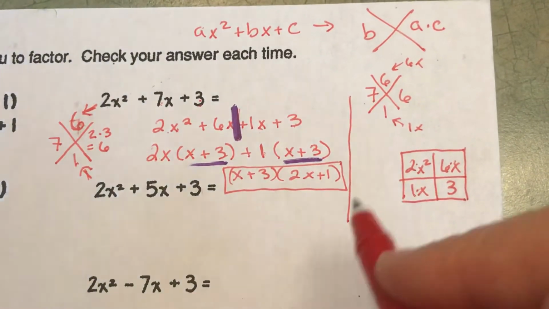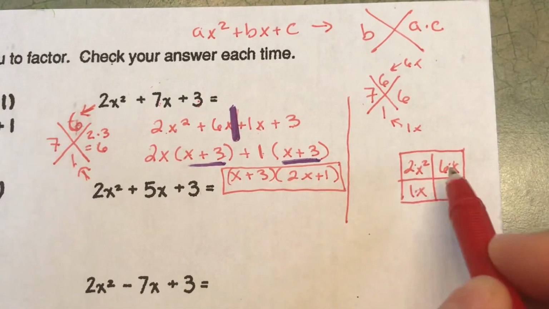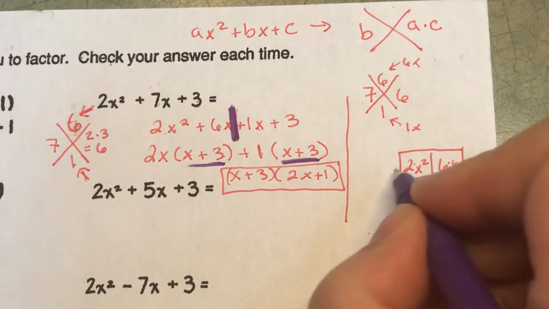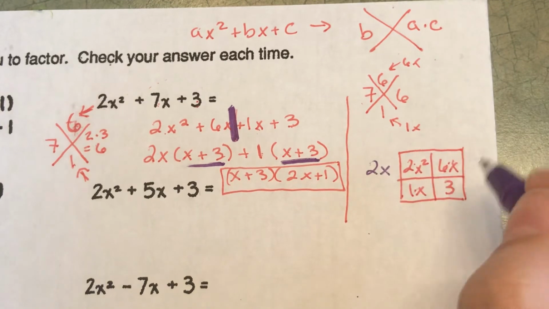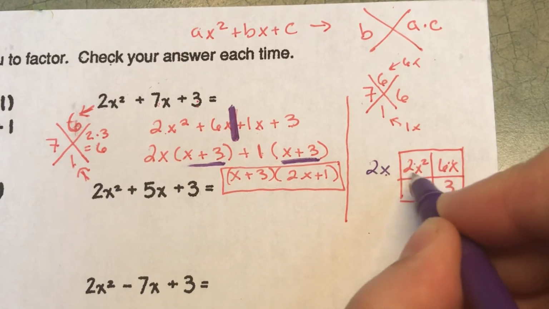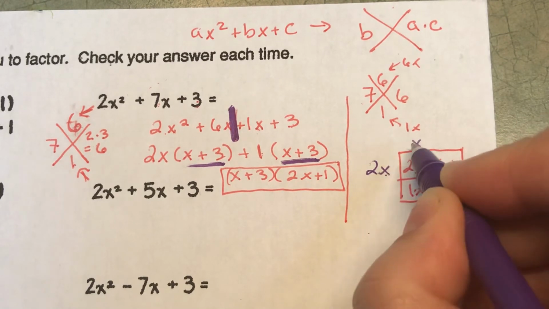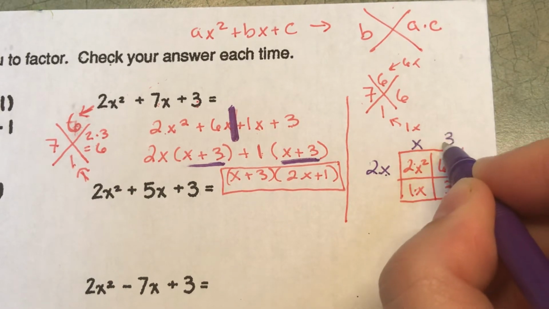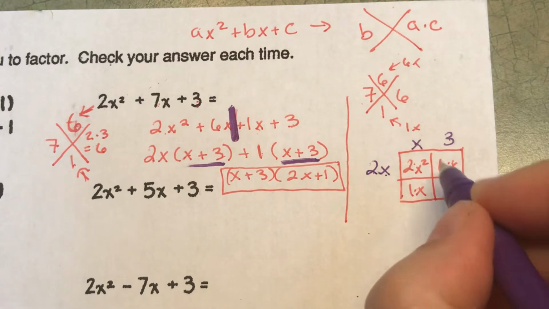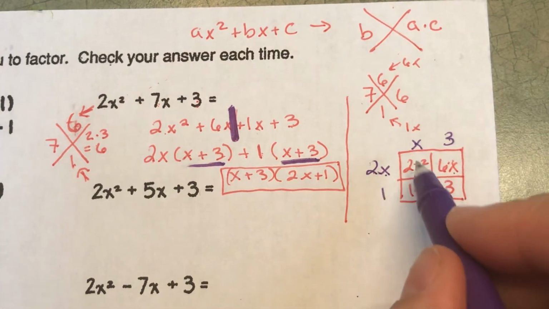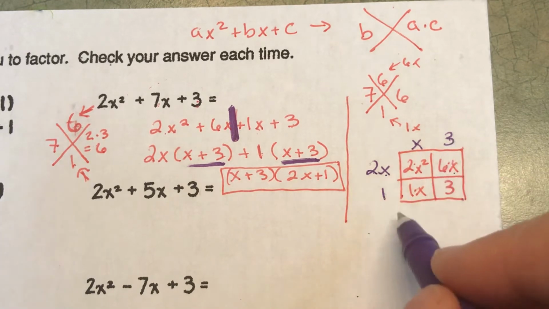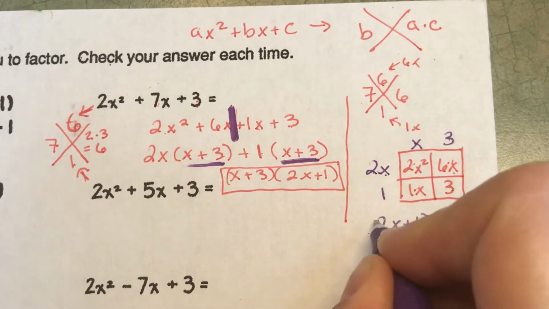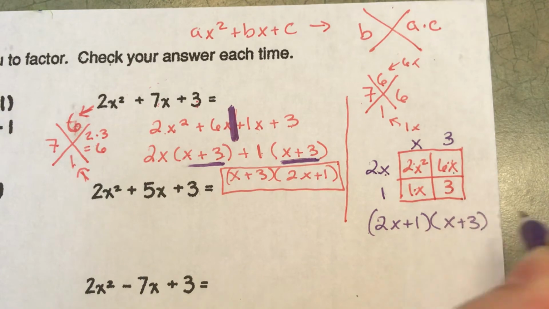Okay, so now I'm going to factor out the greatest common factor from each column and each row. So the greatest common factor here is 2x, and then I can say 2x times what equals 2x squared? Well, x. So 2x times x equals 2x squared. 2x times what equals 6x? 3. 2x times 3 equals 6x. And then here, this would be 1. 1 times x is x. 1 times 3 is 3. So now I can rewrite this 2x plus 1 times x plus 3.